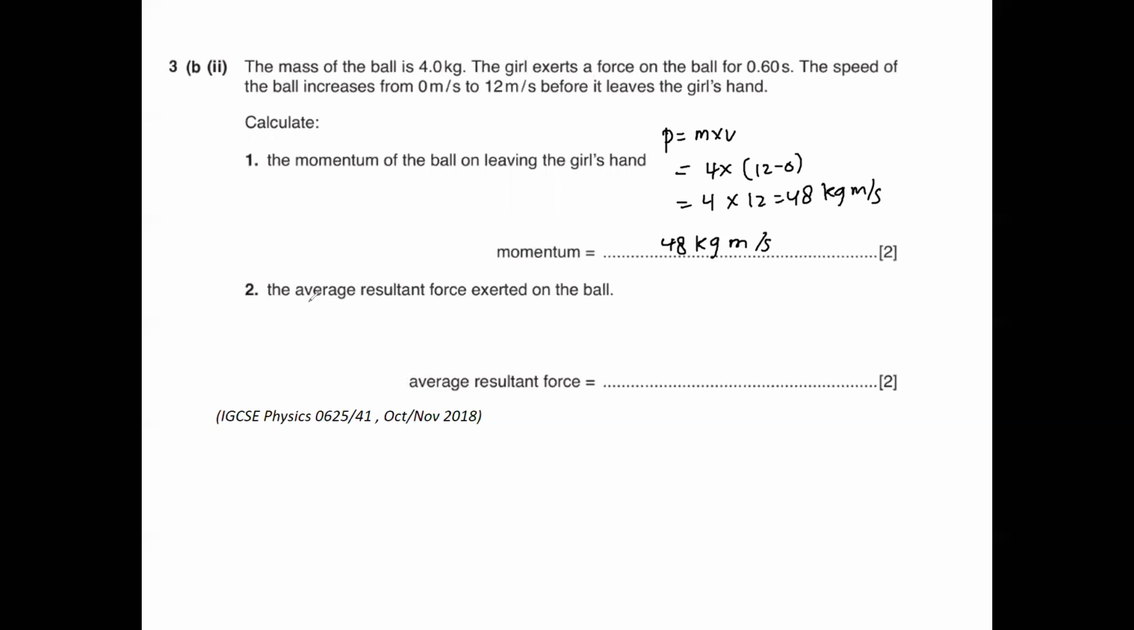The next one: the average resultant force exerted on the ball. For this one we use the formula of impulse, because impulse equals the change in momentum. Impulse is force times time, so we can use the momentum value. So 48 equals the force that we want to find times the time, which is 0.6. So force equals 48 over 0.6, so 80 Newton.